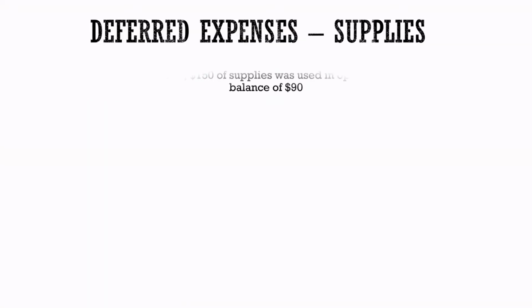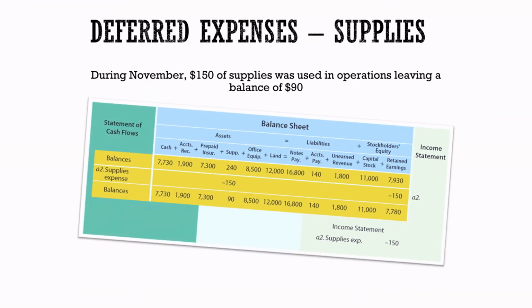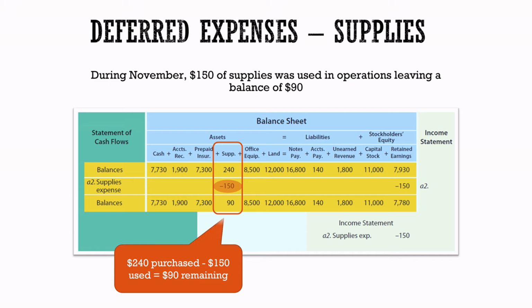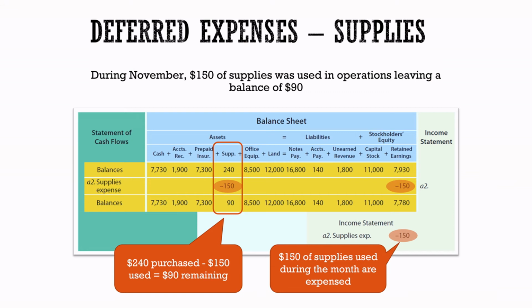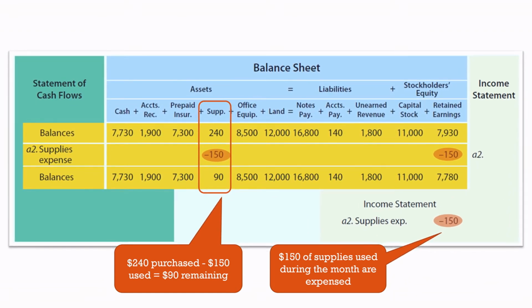The company originally purchased $240 worth of supplies and recorded it as an asset to be used in the future. During November, $150 worth of supplies were used in operations, leaving a balance of $90. The asset supplies decreases by $150, and retained earnings also decreases to reflect the use of supplies in operations. In addition, supplies expense under the income statement column is recorded as a negative $150.